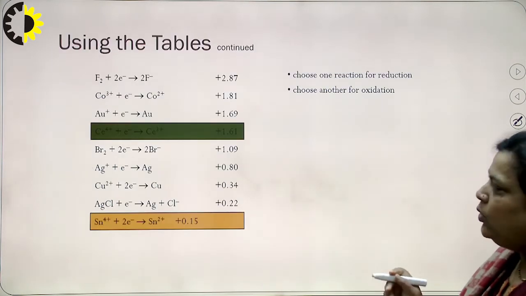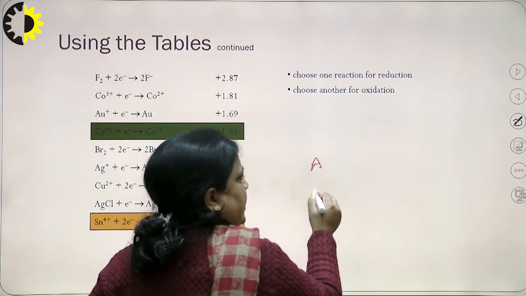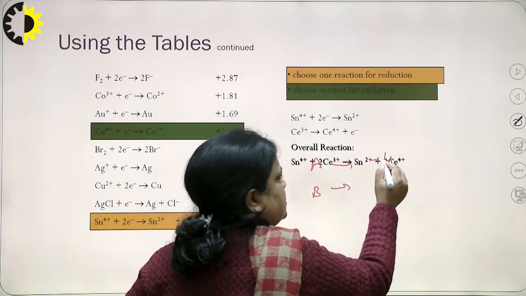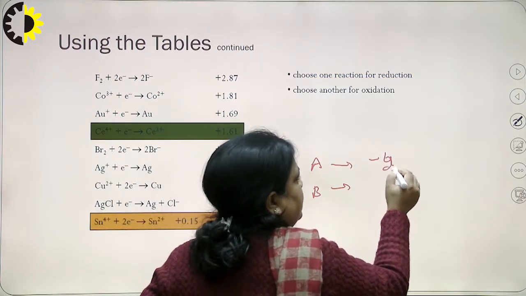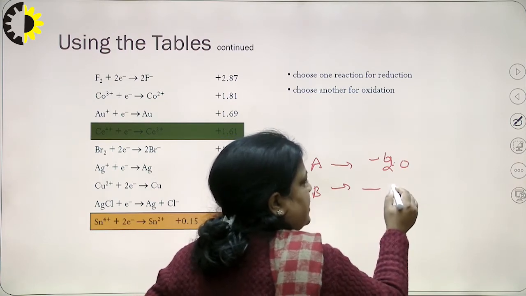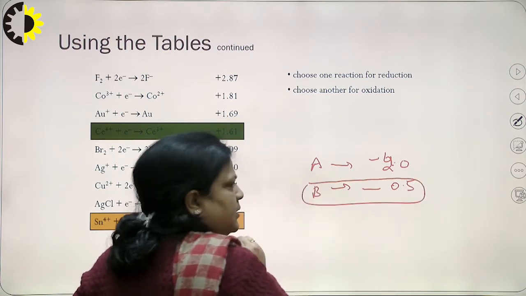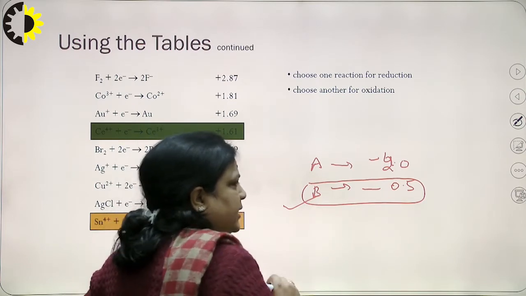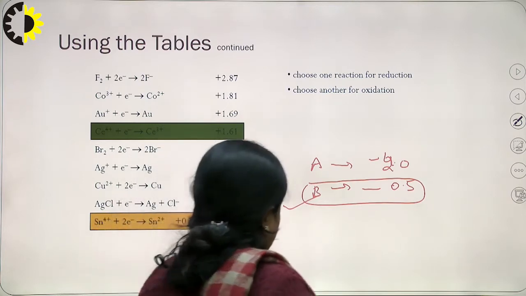Do not be confused by these terms, but remember like this: suppose A and B, and A has reduction potential let us suppose minus 2.0, and suppose B has reduction potential minus 0.5. Since this value is higher, the reduction of B will occur. So, B will act as a cathode and A will definitely act as an anode.